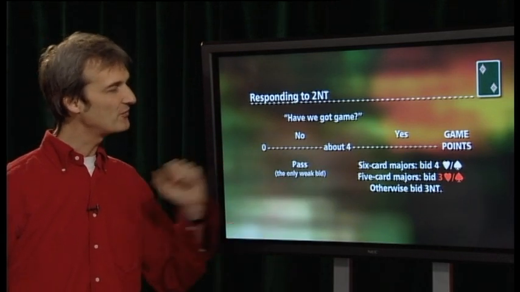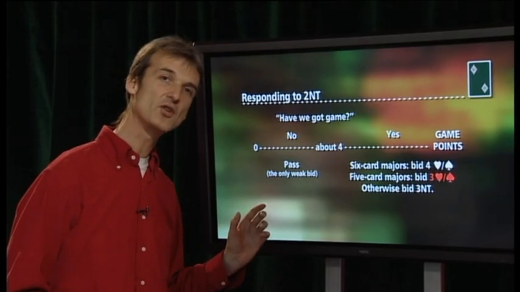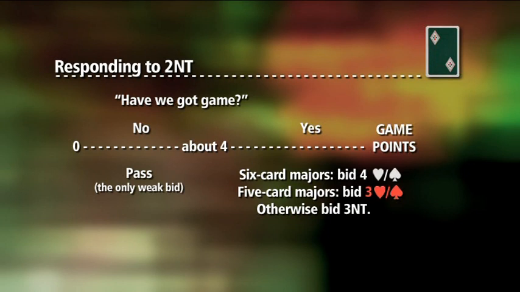Up to about 4 points, the answer is no. And unfortunately, there's no weakness takeout, and so we have to pass. But with a decent looking 4 or more, then we have got enough strength for game. And then the key issue, as with responding to an opening bid of 1 no trump, is whether or not we have an 8-card fit in a major.